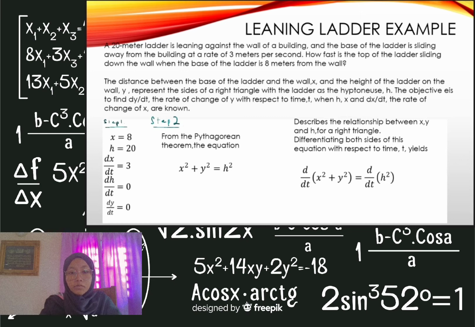Step 2, we write from the Pythagorean theorem the equation x squared plus y squared equals h squared. This describes the relationship between x, y, and h for a right triangle. Differentiating both sides of this equation with respect to time t yields d over dt of x squared plus y squared is equal to d over dt of h squared.